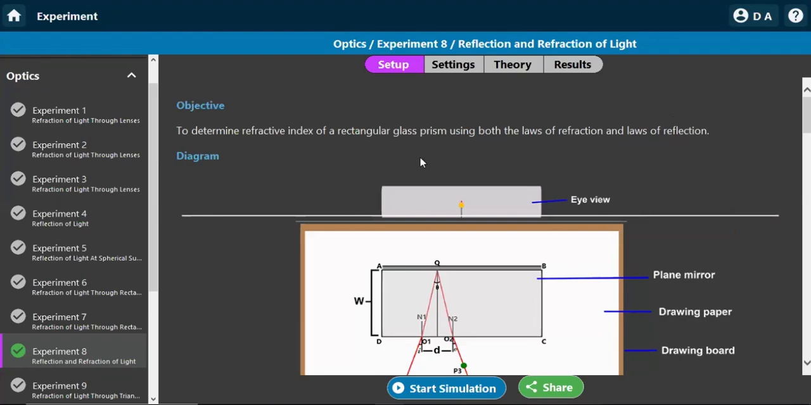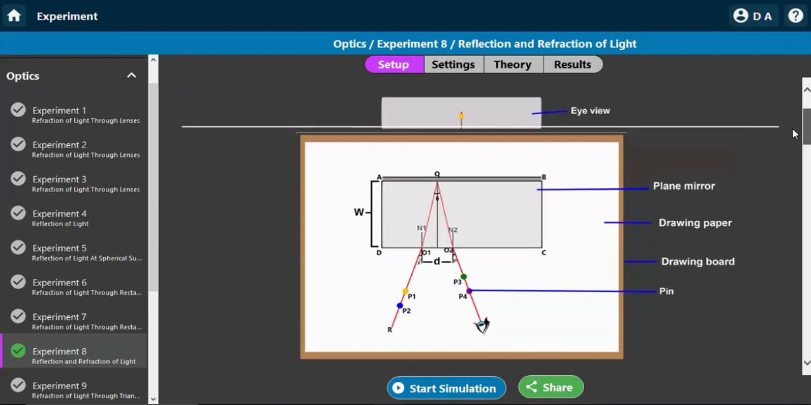The objective, as I said earlier, is to determine the refractive index of a rectangular glass prism using both the laws of refraction and the laws of reflection. So this is the diagram. This is how the setup is meant to be. You have your block prism, that's this prism. Then at the back of the rectangular glass prism, you'll be expected to place a plane mirror.